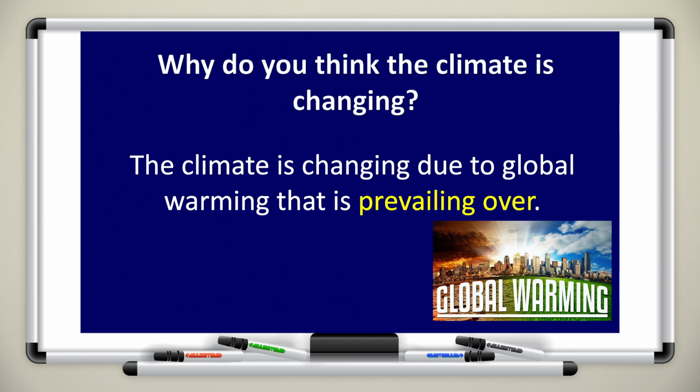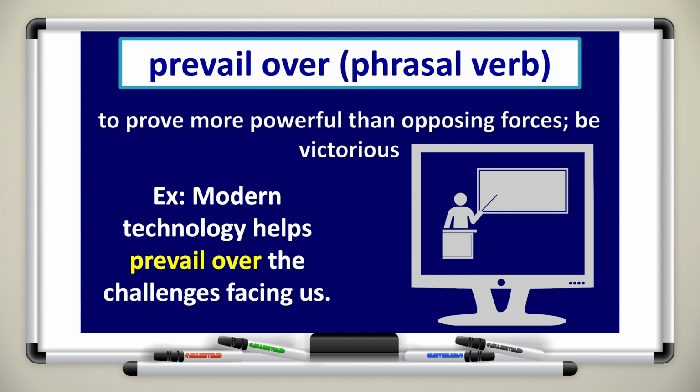Now, here's another question for you. Why do you think the climate is changing? Think about it a little. The climate is changing due to global warming that is prevailing over. Prevailing over means to prove more powerful than opposing forces. For example, modern technology helps prevail over the challenges facing us.